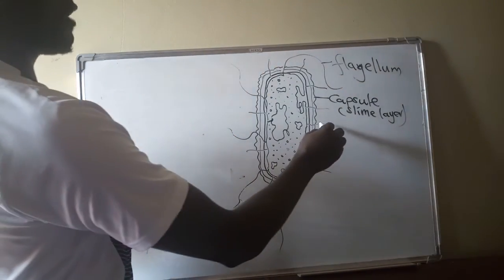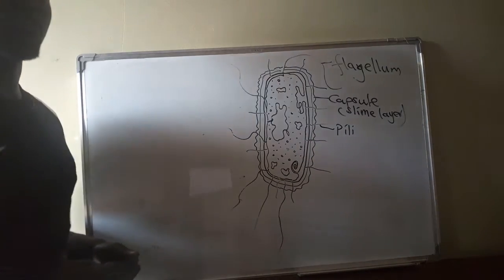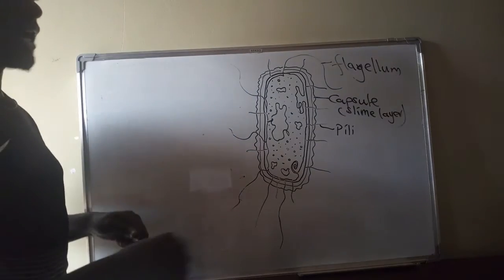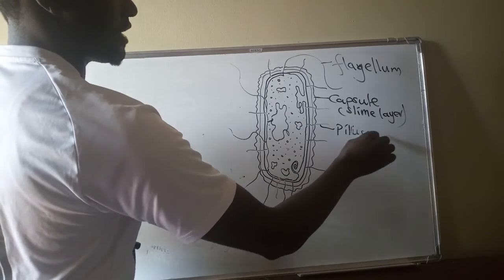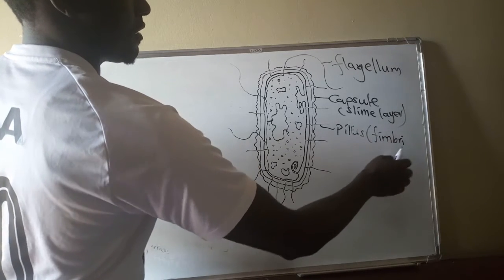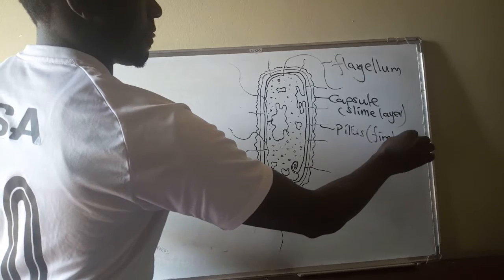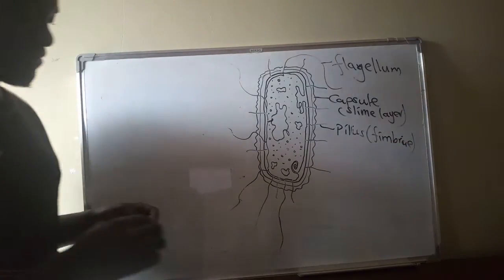Second, we do have what we call pili. Pili are shorter than flagella. Another name for pili is pilus, and another name is fimbriae, when they are many.